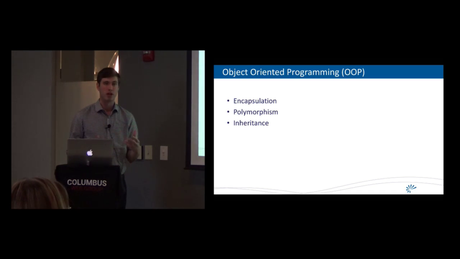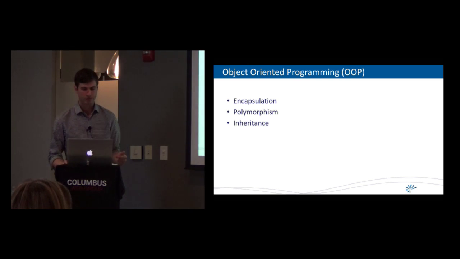Encapsulation, that's the information hiding that we saw with the self-executing anonymous function. There's polymorphism, and there's inheritance. I'll go through each of these.